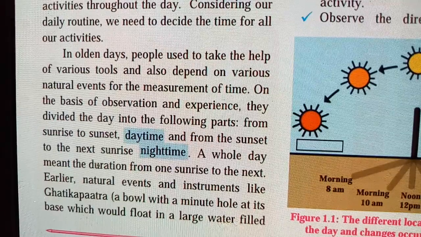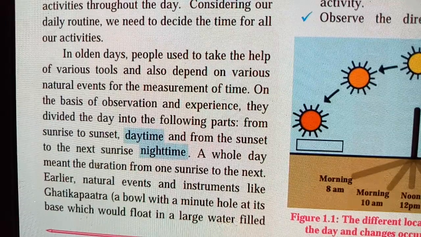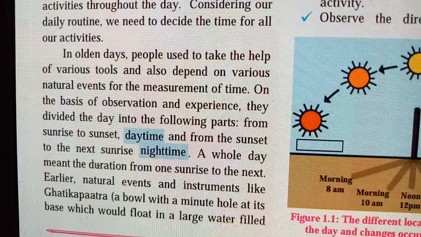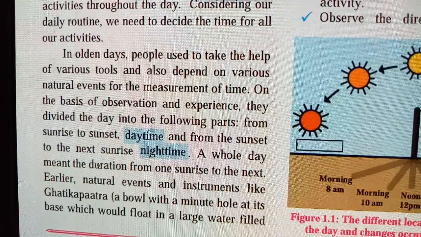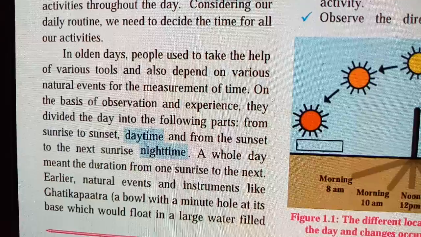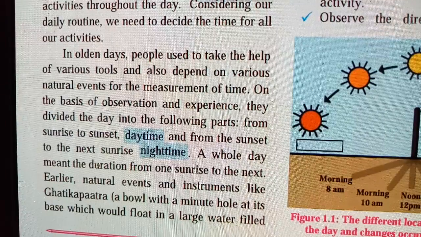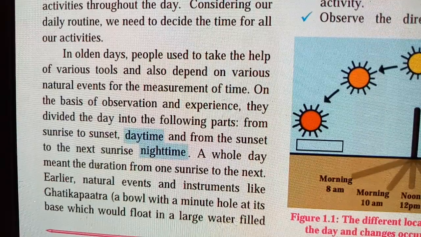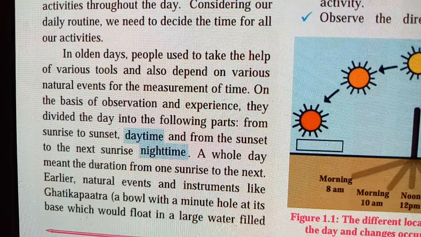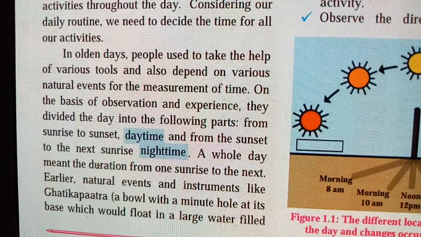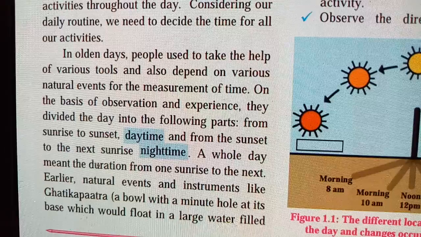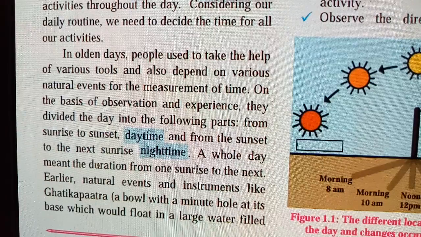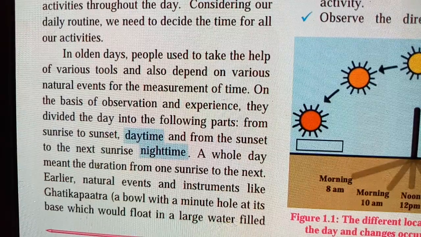From sunrise to sunset, which means the sun rises and then moves toward sunset, is daytime, and from sunset to the next sunrise is nighttime. So we have daytime after nighttime, and after nighttime, we have daytime. This is because of the earth's rotation and revolution. A whole day means the duration from one sunrise to the next. The sun rises and then the sun sets.